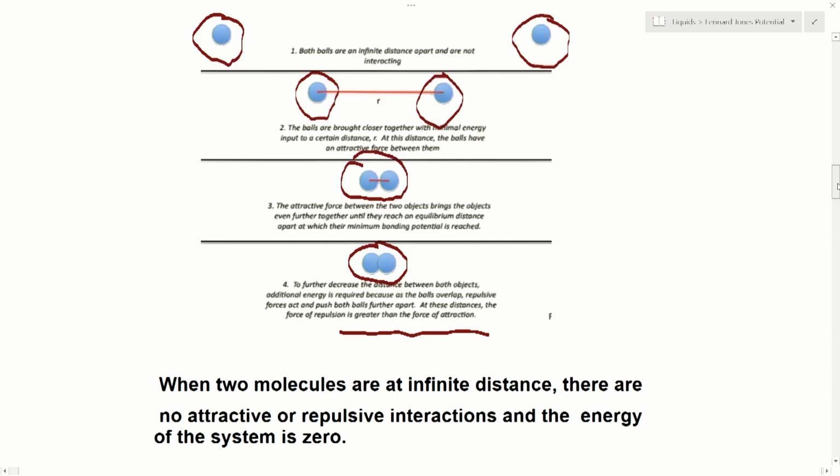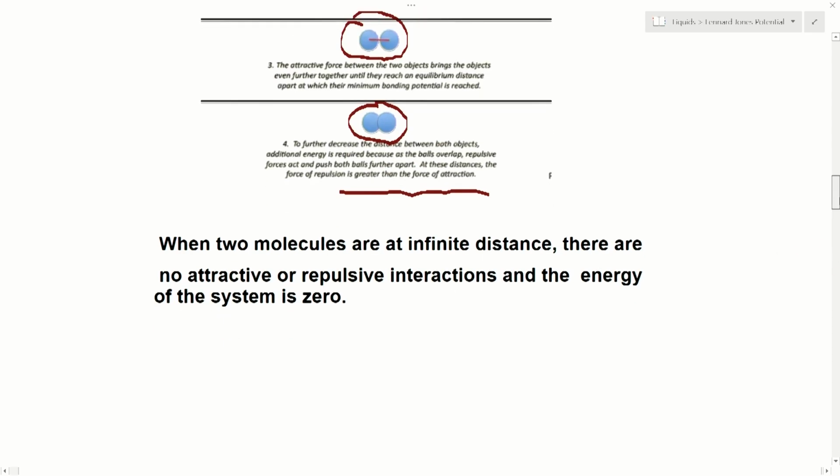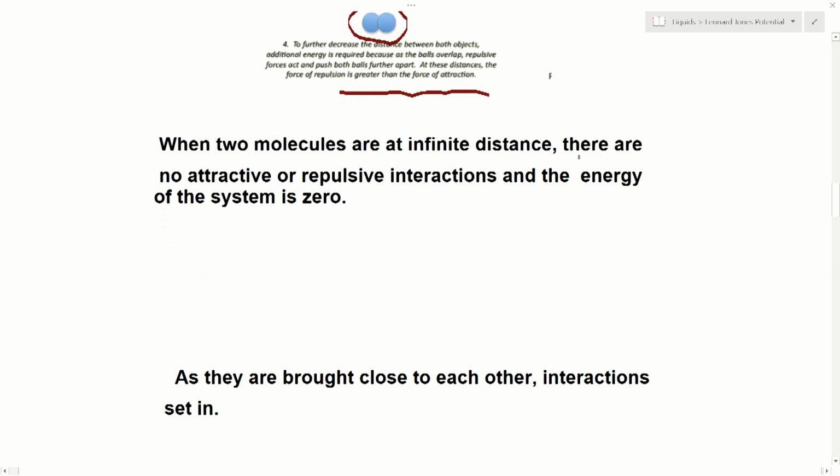And in the case of molecules, there will be a time the molecules will overlap. When the molecules overlap, there will be a force of repulsion rather than the force of attraction. That means when two molecules are at infinite distance, there is no force of attraction and no force of repulsion. That means the potential energy is zero.